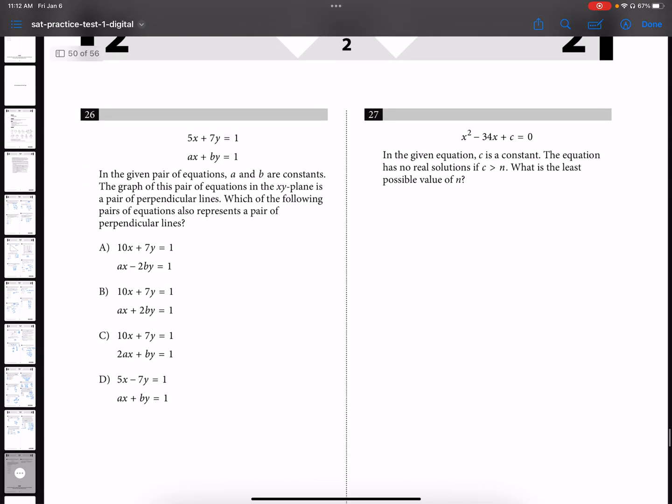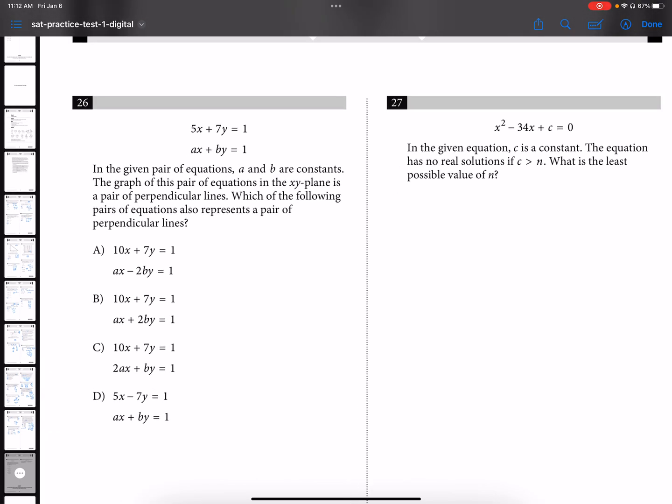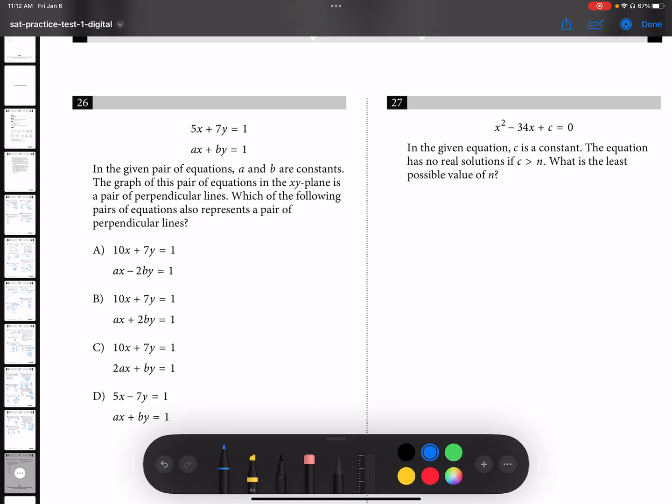Okay, 26. In the given pair of equations, a and b are constants, and this is the graph of them. Okay, these are perpendicular lines. One thing we have to remember about perpendicular lines is that the slopes are negative reciprocals. So first, I'm going to put these in slope-intercept form. 7y is equal to 5x plus 1, so y is equal to minus 5/7 x plus 1/7. So the slope of the graph for this equation is negative 5/7.